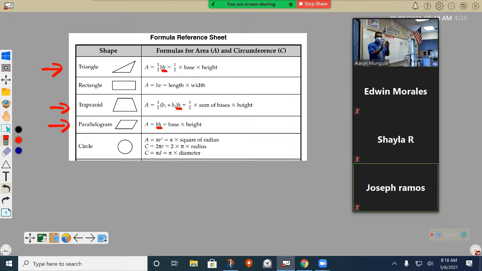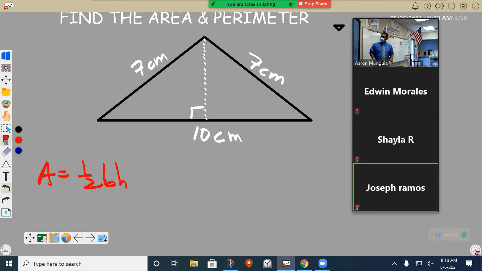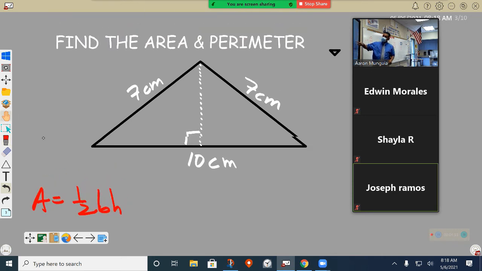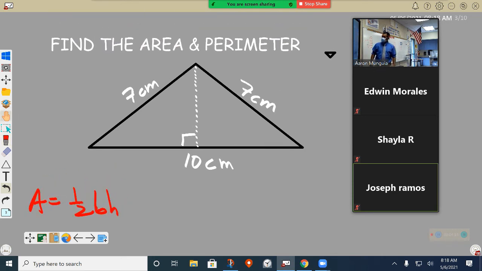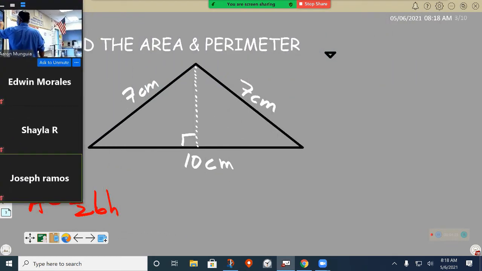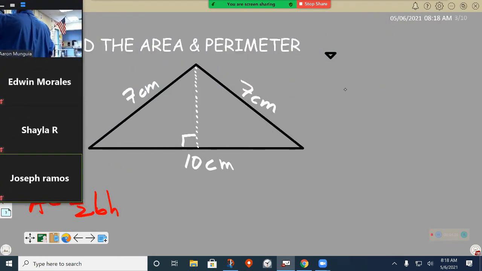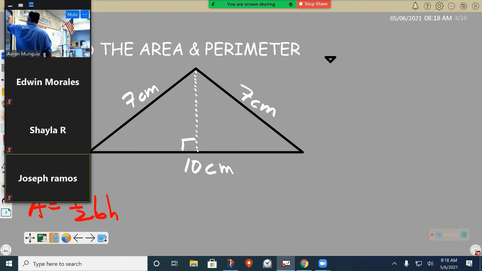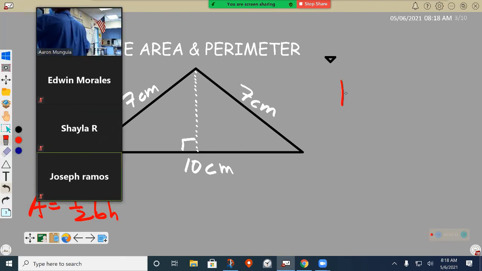I want you to pay close attention to what height is. Okay, here we go. When I look for the height of a triangle, a parallelogram, or a trapezoid, what I'm looking for is, ready, watch this now, because there's a lot of confusion about this. I'm looking for the perpendicular distance. So I'm going to write it right here. The height is the perpendicular distance.